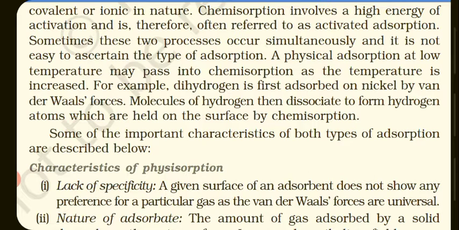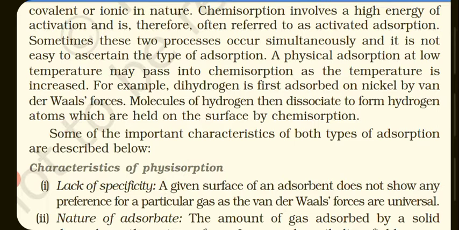Sometimes these two processes occur simultaneously and it is not easy to ascertain the type of adsorption. कई बार एड्जॉर्प्शन का टाइप पता करना बहुत मुश्किल हो जाता है क्योंकि कई बार फिजियोसॉर्प्शन और केमिसॉर्प्शन दोनों एक साथ हो जाते हैं. So a physical adsorption at low temperature may pass into chemisorption as the temperature is increased. फिजिकल एड्जॉर्प्शन लो टेम्परेचर पर केमिसॉर्प्शन में बदल सकता है यदि टेम्परेचर को बढ़ा दिया जाए.